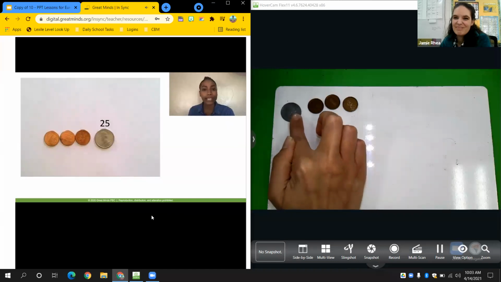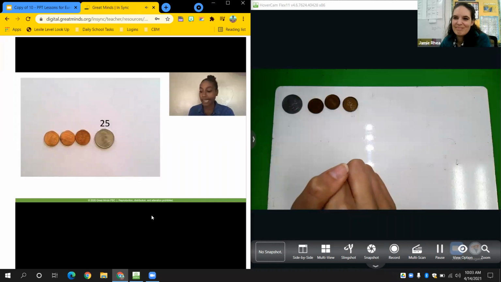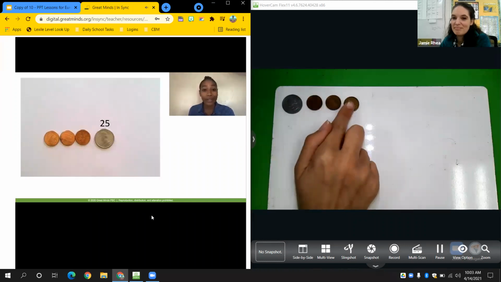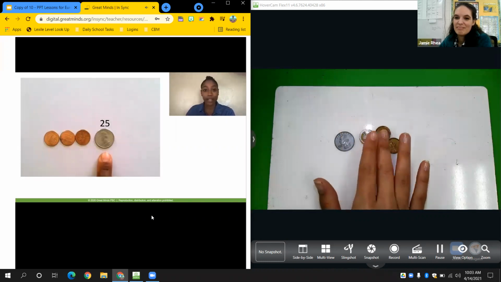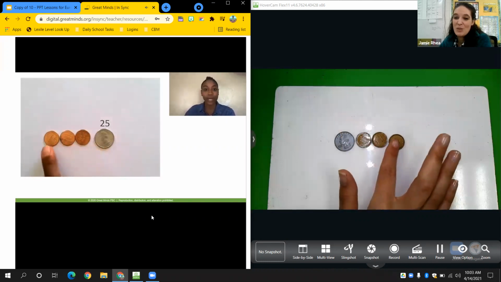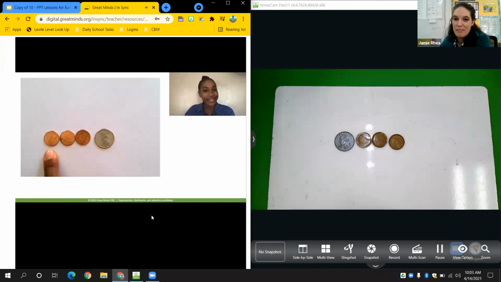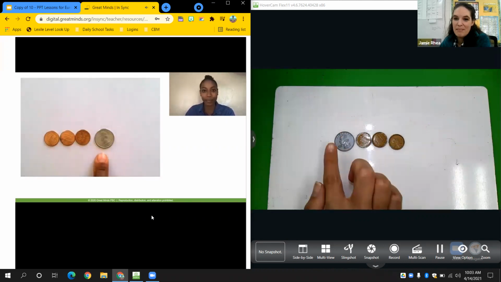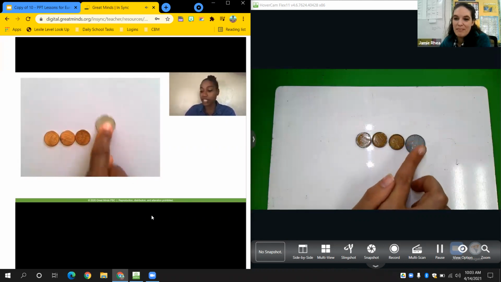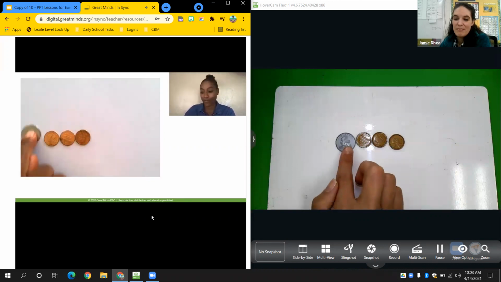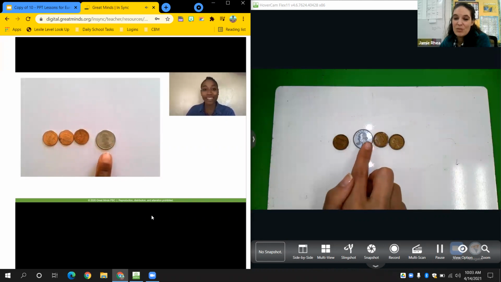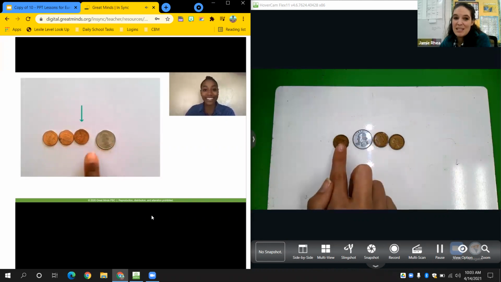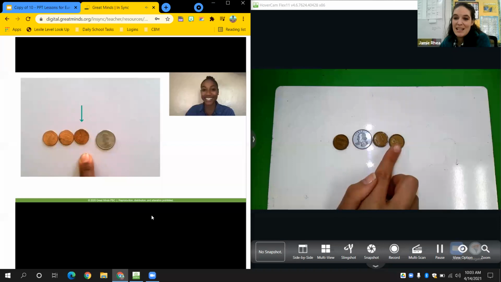I wonder if there's an easier way to count this. What if we counted the quarter first? What if we counted 25, 26, 27, 28? Do you notice how Miss Kaylin didn't move the quarter this time? I just started at it. The quarter doesn't have to be over here for you to count it first. It could be anywhere. We can count it from here. Count with me. 25, 26, 27, 28.